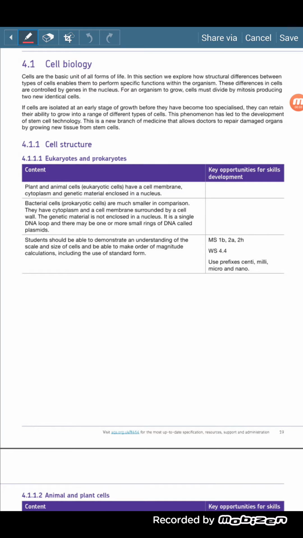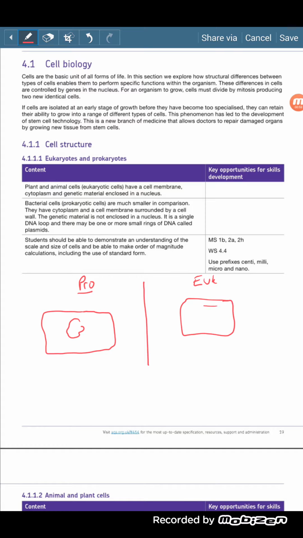So starting straight into it, we need to know about cell biology and we need to know about cell structure. We need to know about prokaryotes and eukaryotes. Prokaryotes, pro means before, are those cells which are bacteria which don't have a nucleus. They have a little bit of a circular piece of DNA. Whereas eukaryotes are the plant cells which have a nucleus and animal cells which have a nucleus. So we need to know the difference between prokaryotes and eukaryotes.